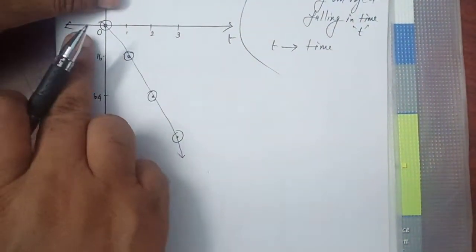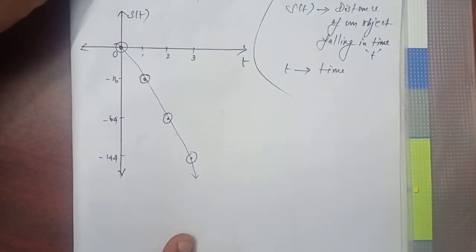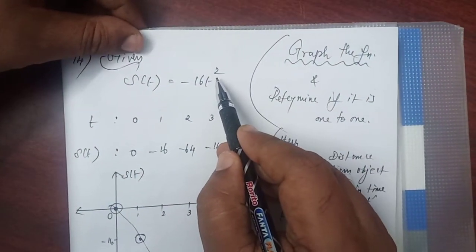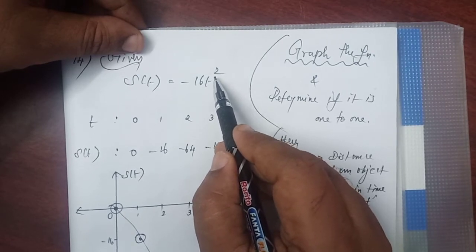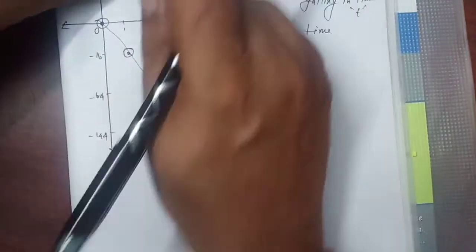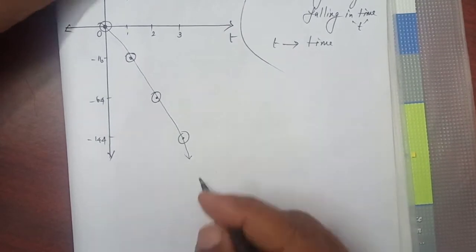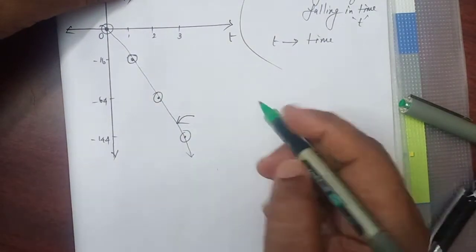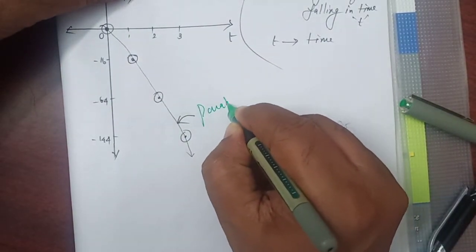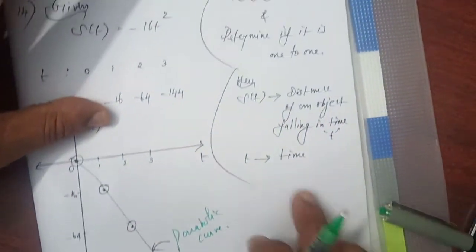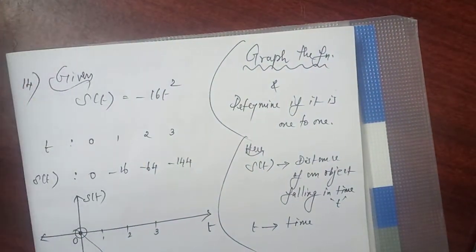You'll get a parabolic curve. It's not a straight line, since the degree of the equation is 2. If the degree is more than 1, it should be a curve only. If it is exactly 1, that's a straight line. Since we have 2 in the power, it's a parabolic curve. For your reference, I write here: parabolic curve. So the first part, graphing the function, is over.